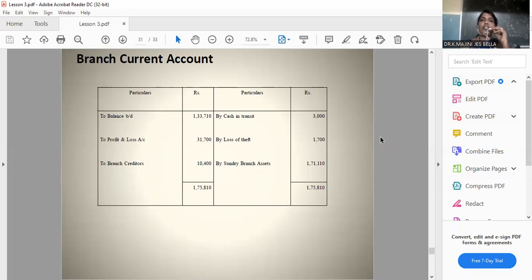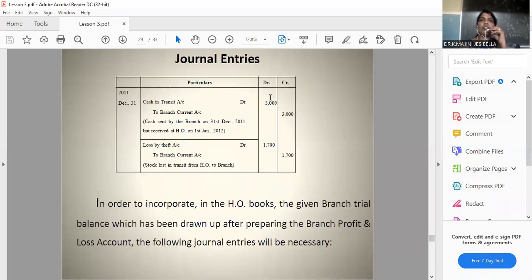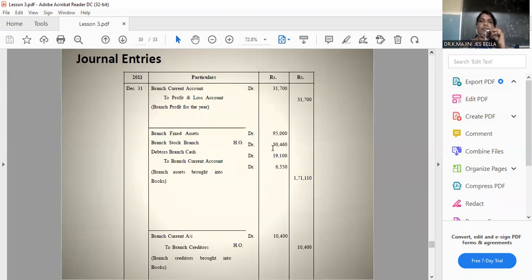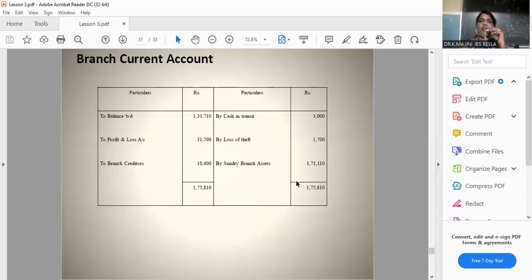Then cash in transit, right? Cash in transit, how much? 3,000, right? We have to write it. Cash in transit 3,000. Loss by theft, how much? 1,700. Then assets: sundry branch assets, how much? 1,71,110. Total it on both sides. How much is the amount? 1,75,810. Okay, this is the branch current account.